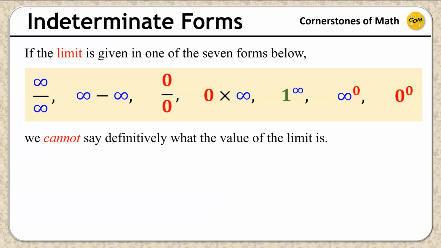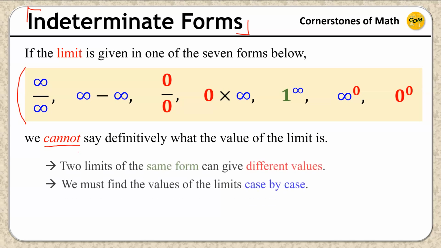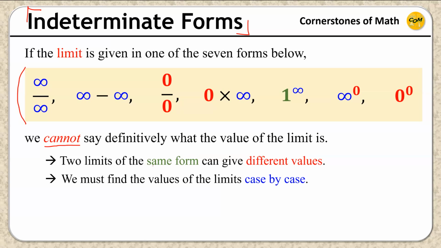In this video, I am going to talk about what is called indeterminate forms of limits. Basically, if the limit is given in one of these 7 forms, then we cannot say definitively what the value of the limit is unless we change it into some other forms. More specifically, 2 limits having the same form can result in different values. Therefore, when dealing with these 7 types of limits, we must find the values of those limits case by case.